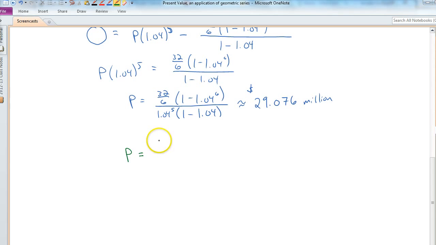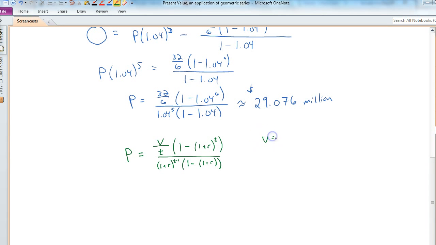32 represents the value of the contract overall, so I'm going to call that V. 6 is the term of the contract, which I'll call T. Then we have 1 minus, this is really 1 plus R, where R is the interest rate expressed as a decimal, to the T, all over 1 plus R to the T minus 1 times 1 minus 1 plus R. I think that's a good way of writing it.